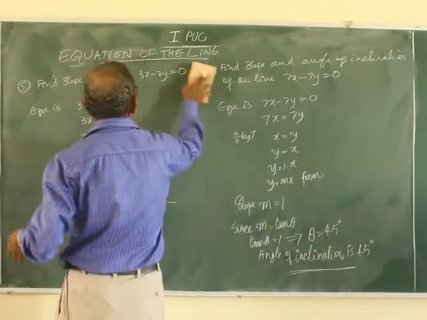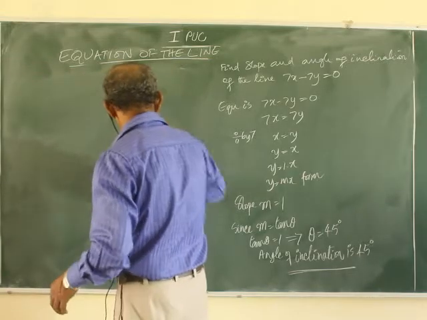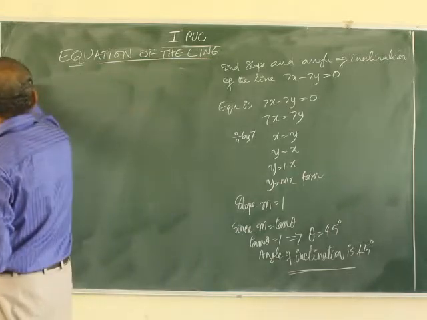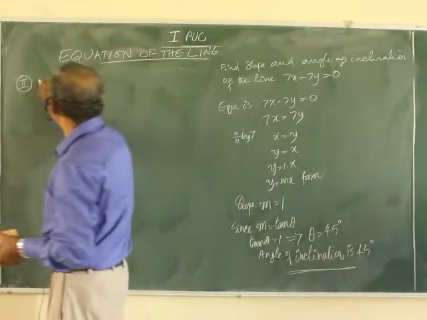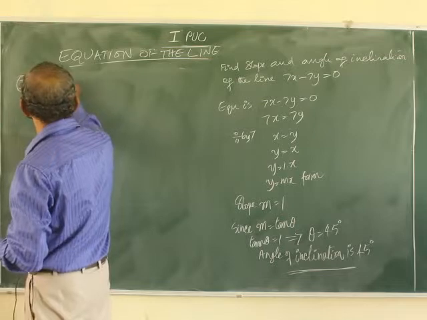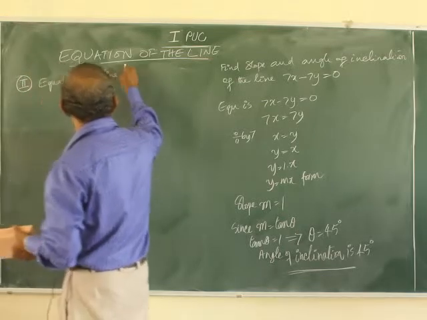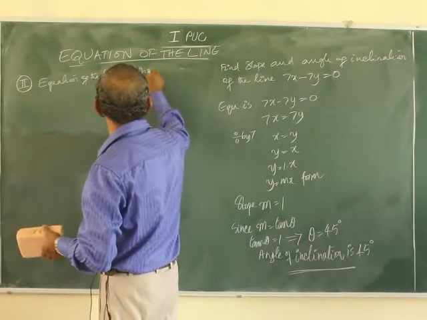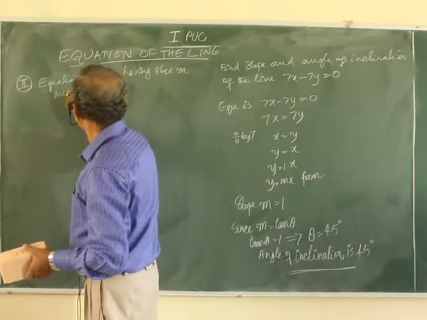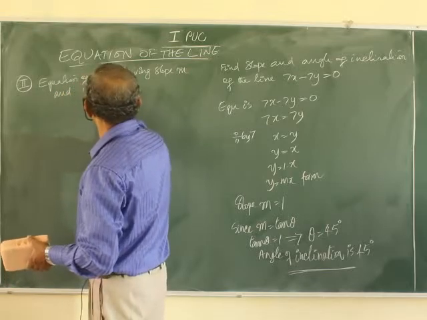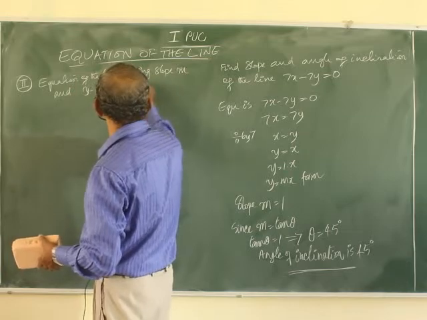Now, let me take the second type of straight line. I have given Roman 1, no? Now it is second. Equation of the line having slope m and y-intercept c.